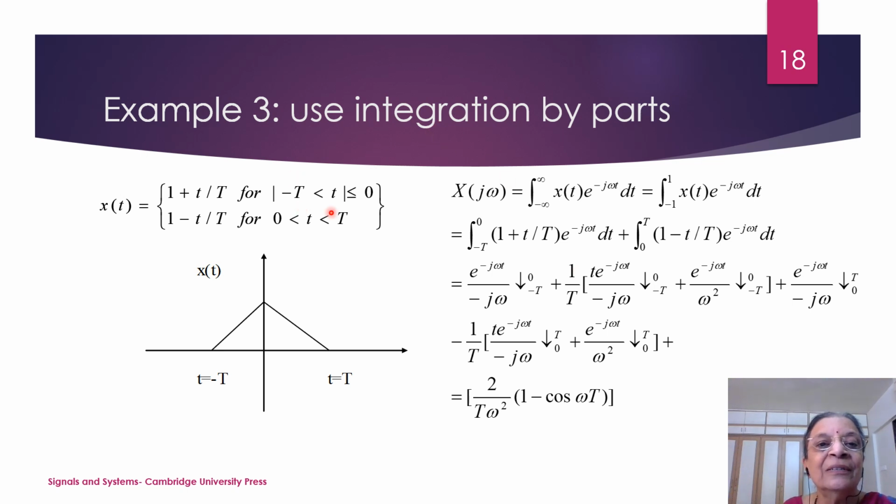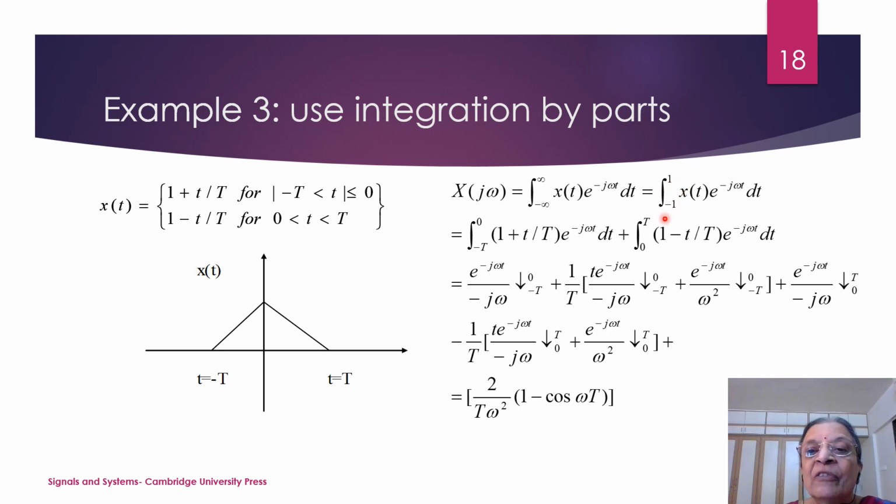Now let us consider a triangular wave which is existing between minus T to plus T, which is given by 1 plus t upon capital T and 1 minus t upon capital T for 0 to capital T. And let us try to find out X of j omega. So X of j omega is the integral from minus infinity to infinity. I just put the value of x(t) here.